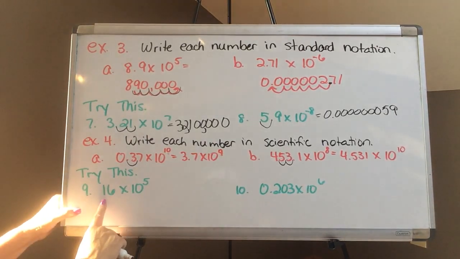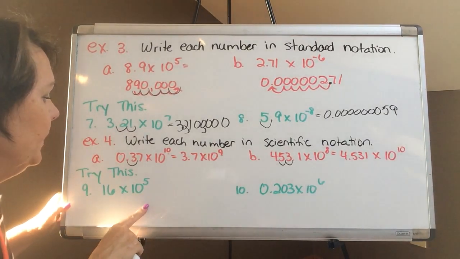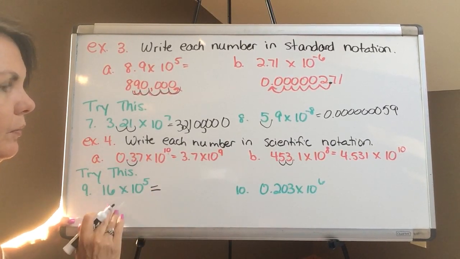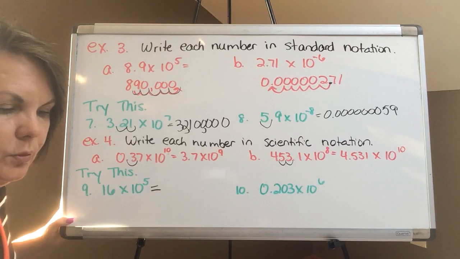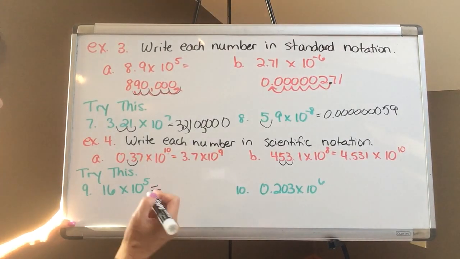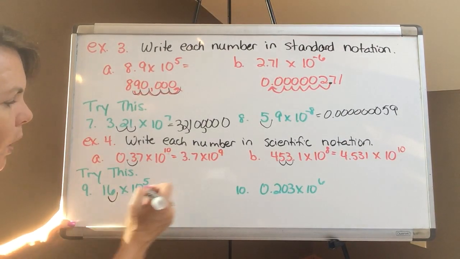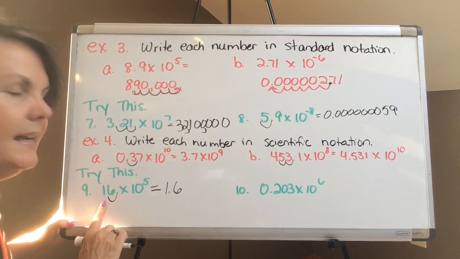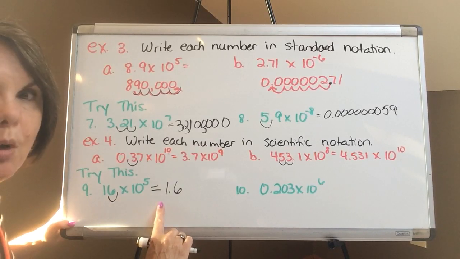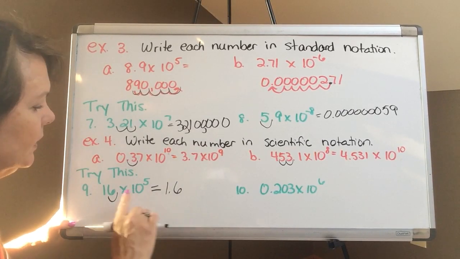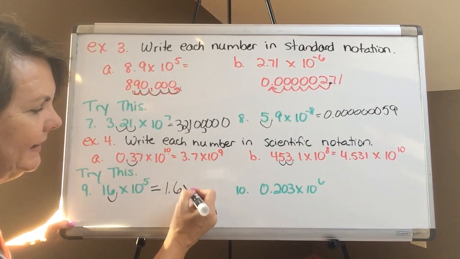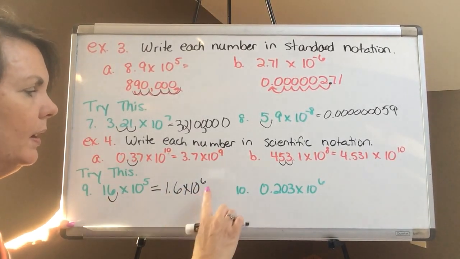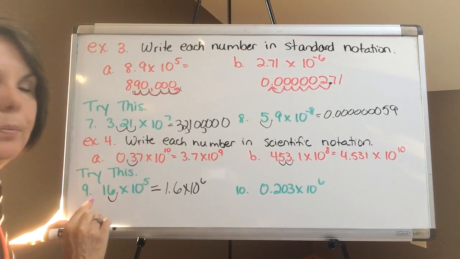So let's try this. 16 times 10 to the 5th, well now that's going to be, and I want you to write this number in scientific notation. So 16 times 10 to the 5th is going to be 1.6. Now let's take a look at that. What actually happened? 16 got smaller. It became 1.6. So therefore, I have to add to the exponent. There's that balance. The number became smaller. This has to increase the number of places.